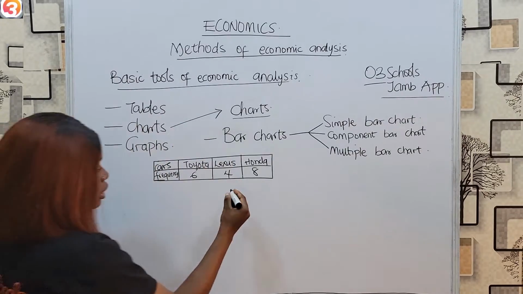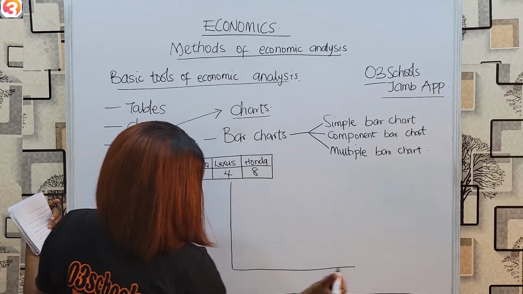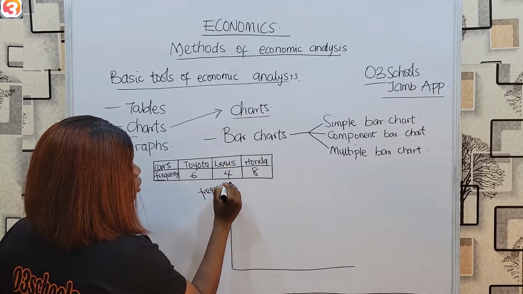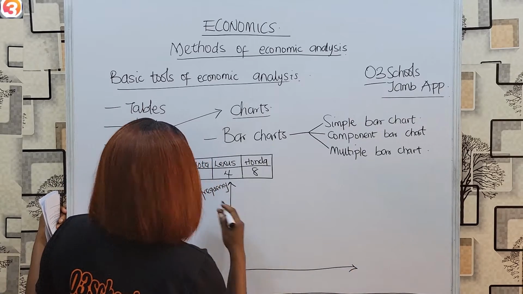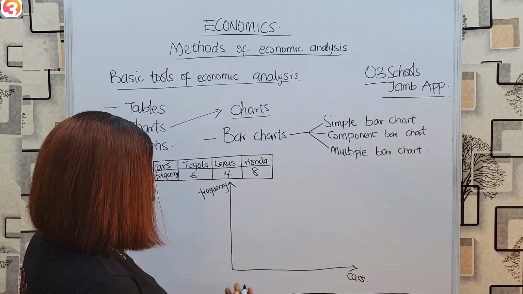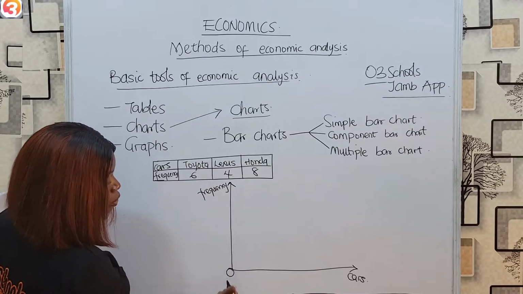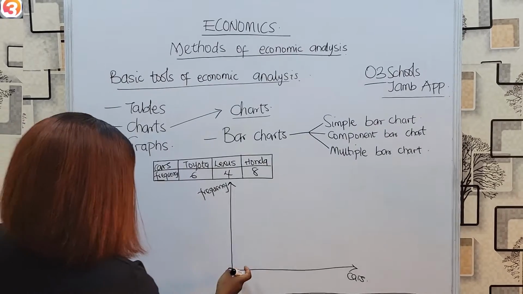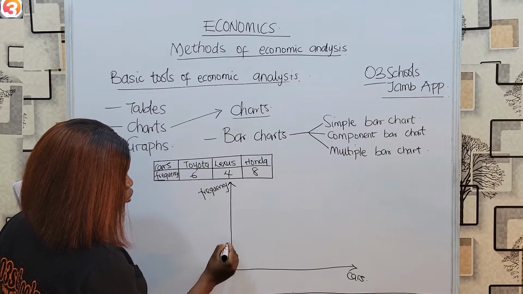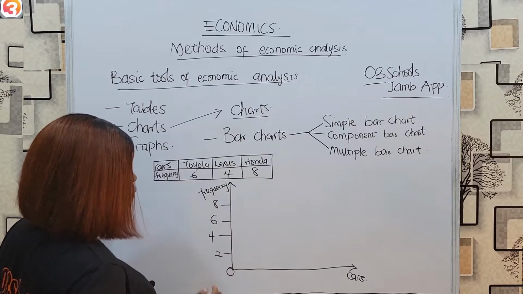Now, this is what a bar chart looks like. This is our column for frequency, and this is our column for what? Cars, which is the elements that we're looking at. Now, this is our point zero. If you have seen a graph before, this is our point zero, and now we have 2, we have 4, we have 6, we have 8.